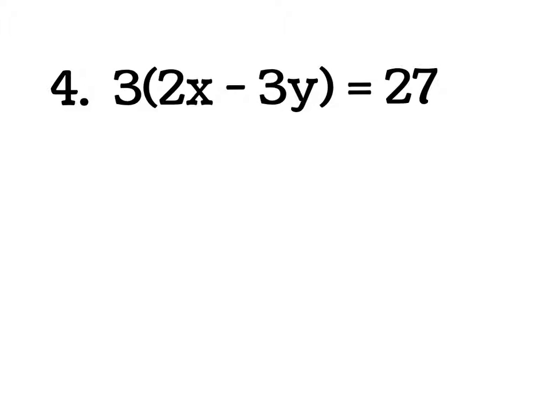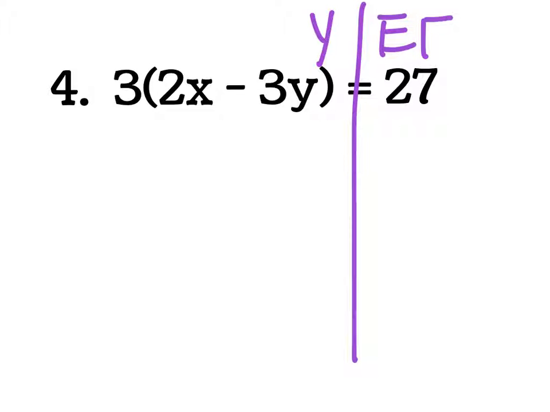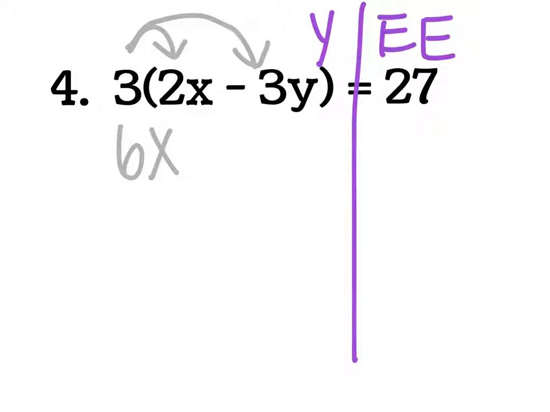This problem I've got to do a little bit more work because the first thing you probably noticed about it is that there's parentheses in the problem. So anytime we see parentheses, that means we have to distribute. We have to multiply what's outside the parentheses times what's inside. So 3 times 2x is 6x. And don't forget, you also multiply 3 times a negative 3y. And a positive 3 times a negative 3y is a negative 9y.